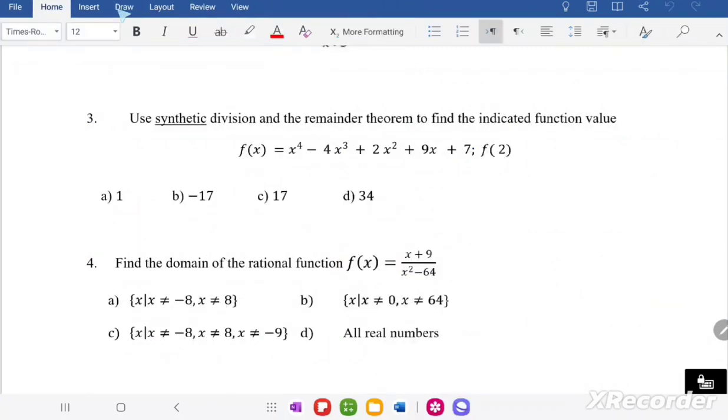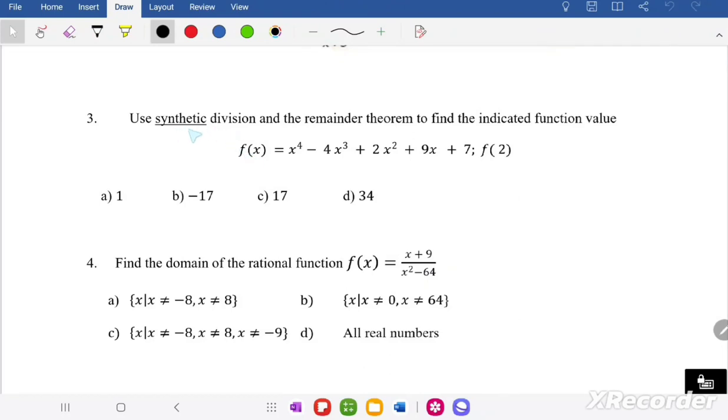Now question number 3 says use synthetic division and the remainder theorem to find the indicated function value. They've given us a function x to the fourth minus 4x cubed plus 2x squared plus 9x plus 7, and they want us to find f of 2. However, they want us to use the synthetic division and the remainder theorem.